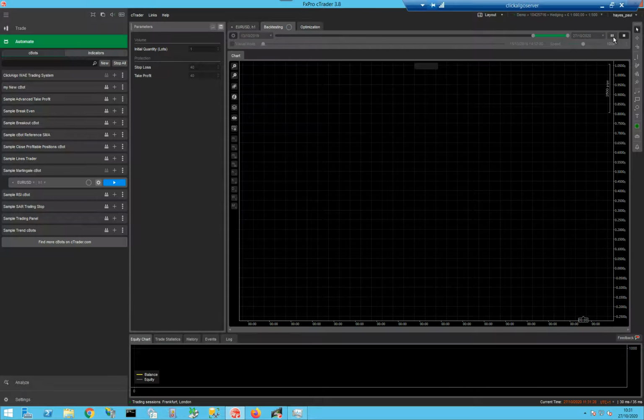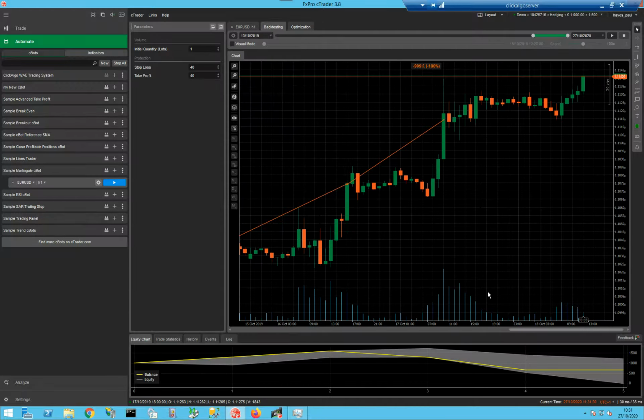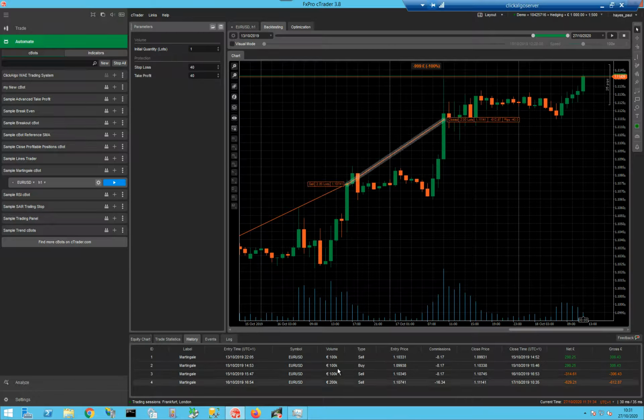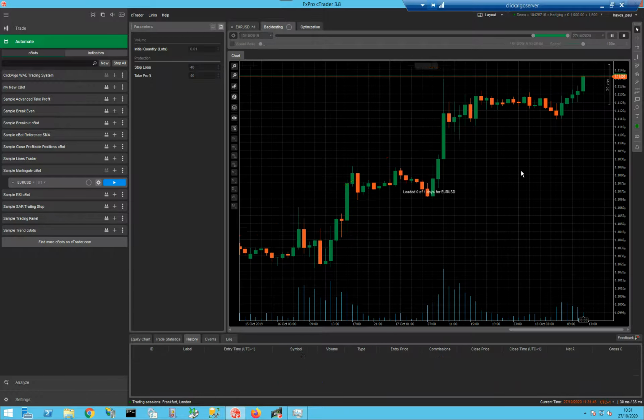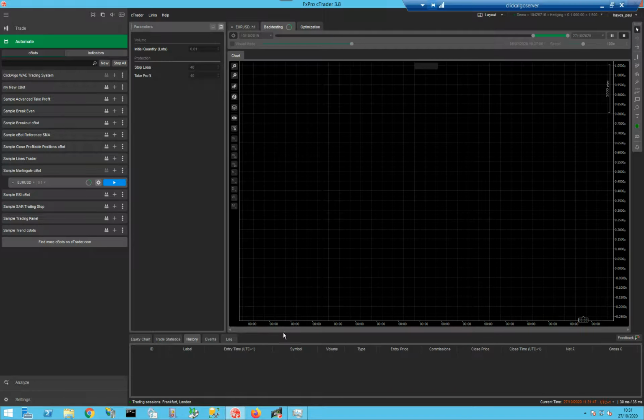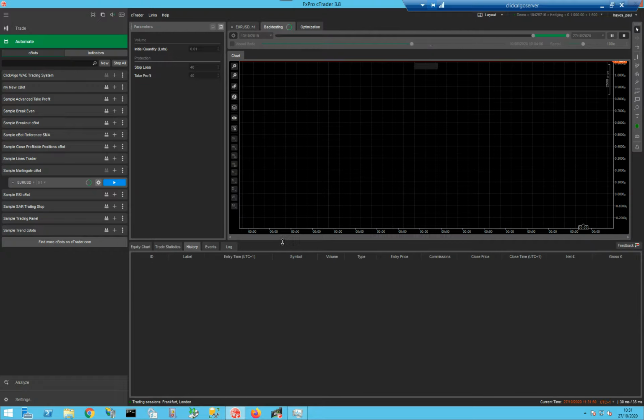So if I run this, it's running a backtest now. It's blown your account straight away, minus 100%. The reason for that is if I go to history, my position size was 100K. It's huge. It'll easily blow your account. So you want to go for the lowest position size. If you're using a small account balance, it's 0.01 lots.